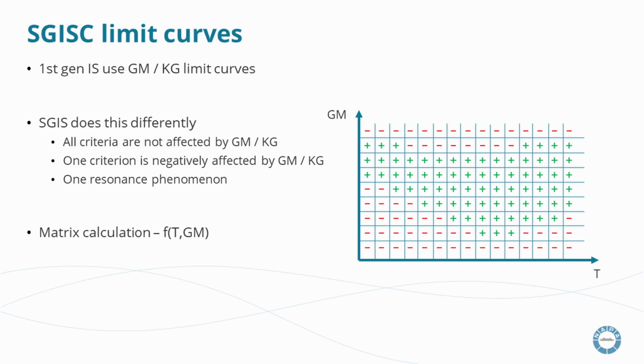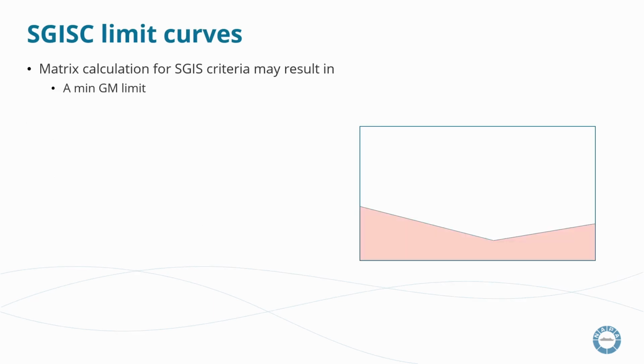To consider all of these, the second generation criteria instead uses matrix calculation, where each draft and GM value pair is calculated separately, thus forming a map where allowed and non-allowed areas can be presented, a matrix. So the matrix calculation can result in a minimum GM limit, like in the first generation criteria, a maximum GM limit due to excessive acceleration, and non-allowed areas due to the resonance phenomenon in parametric roll.